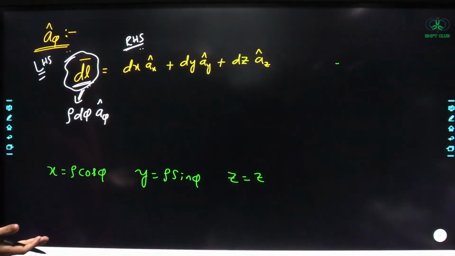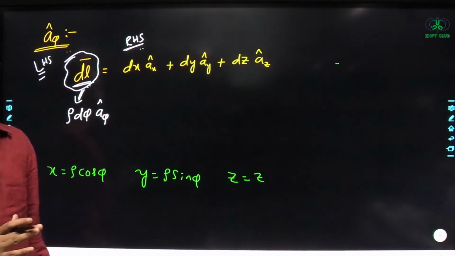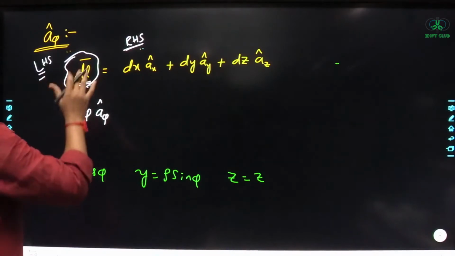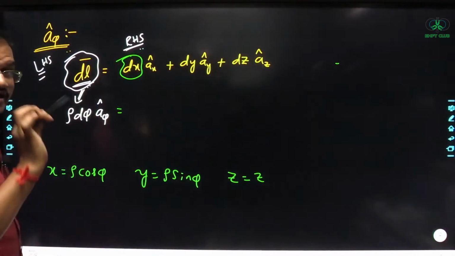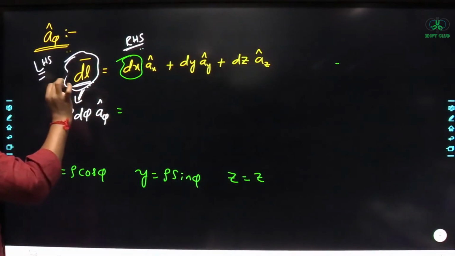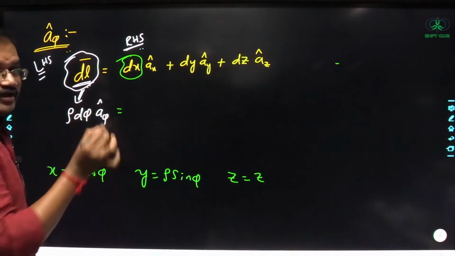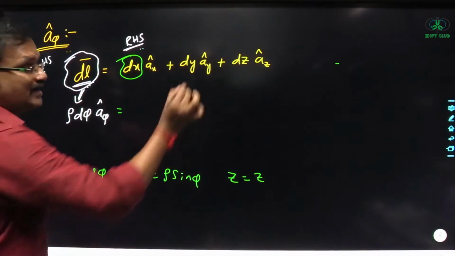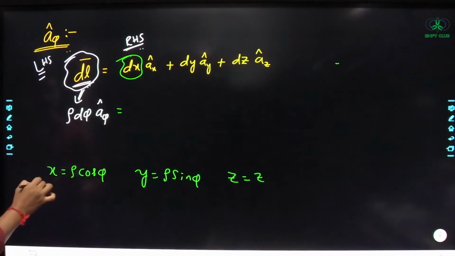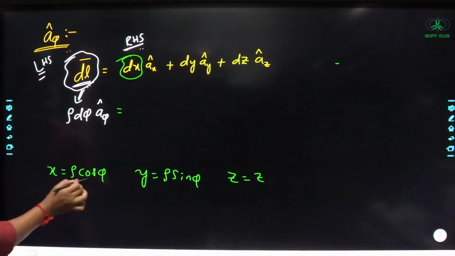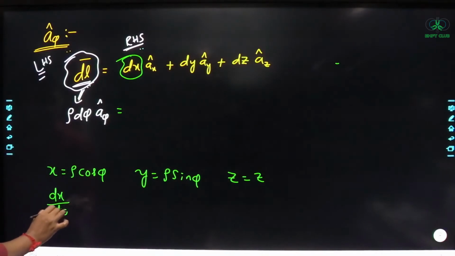Follow the same procedure. Whatever procedure we followed to determine a rho cap, the same procedure you have to follow here. So this is the LHS side. On the RHS side also you have to determine dx by varying only phi, dy by varying only phi, dz by varying only phi. To determine dx by varying only phi, you have to differentiate on both sides with respect to phi.